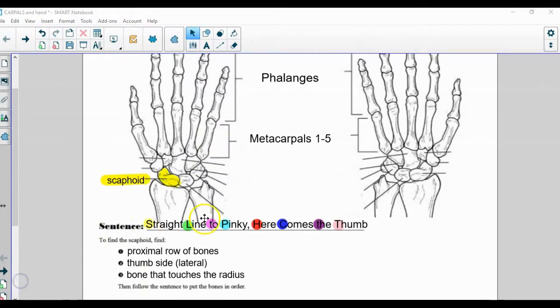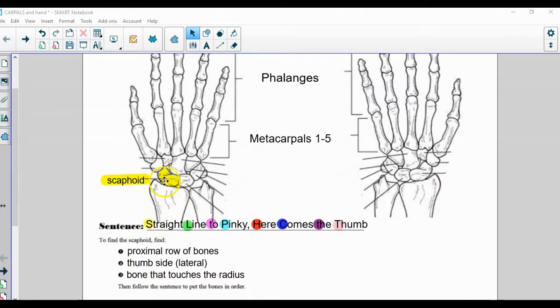Okay, so I've colored in my scaphoid just to review. It is on the proximal row of bones, meaning further away from the fingertips up the limb. There's nothing more proximal besides the radius and the ulna. It's on the thumb side because here's the thumb, here's the pinky, so we're not going to start over here because this is the thumb side. And this is the only bone that actually touches the radius while following these other two rules. So that must be the scaphoid.